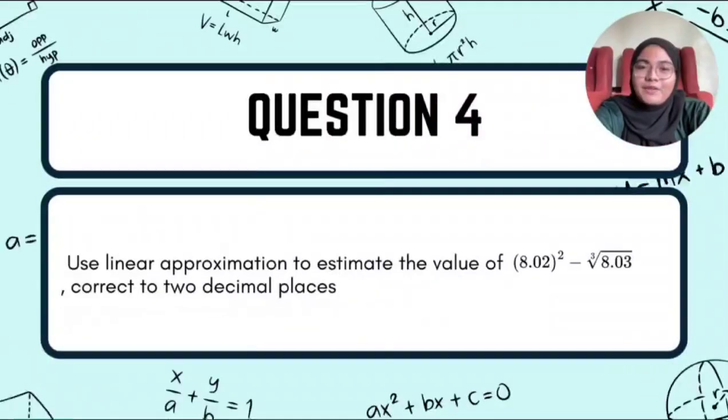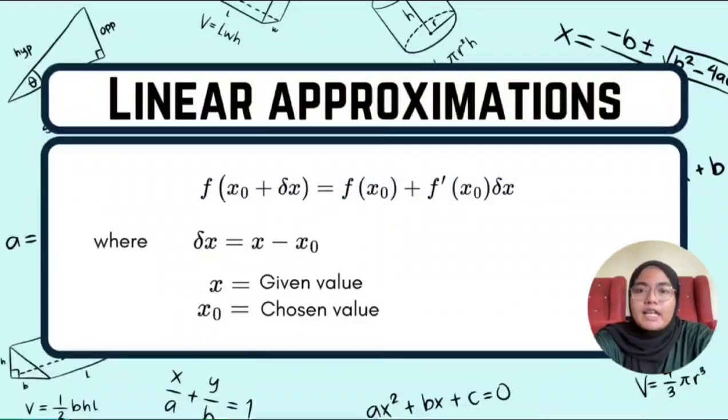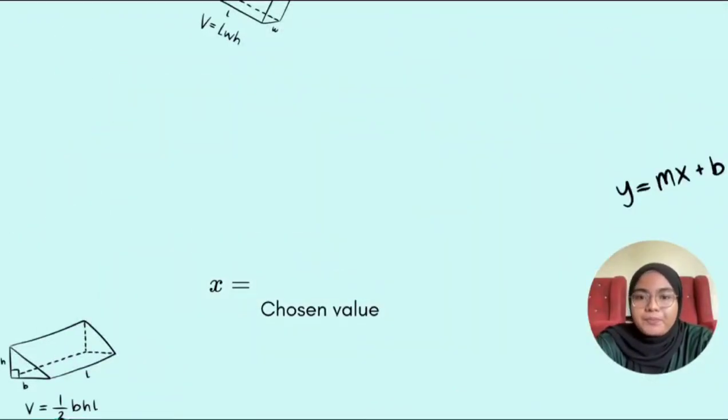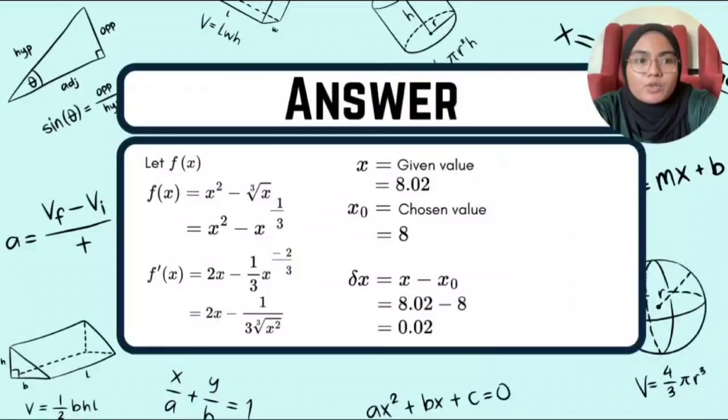So for the last part, I will explain question 4 for you guys. For question 4, we need to use linear approximations, and that is a formula that we need to use. The formula is f of x naught plus delta x equal to f of x naught plus f prime of x naught times delta x.